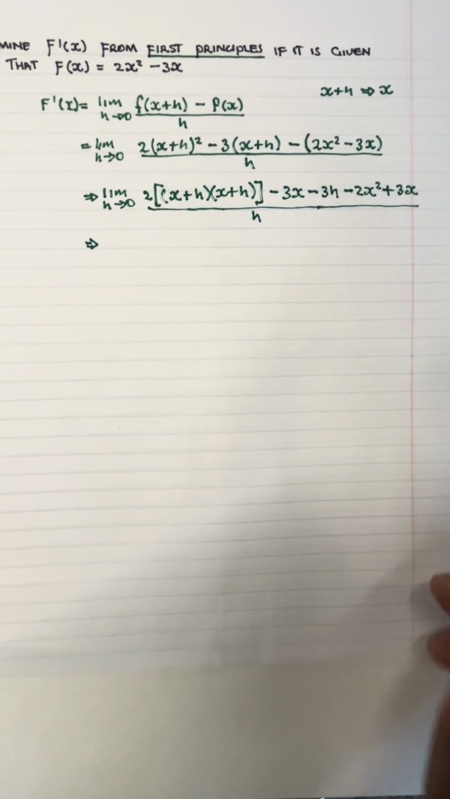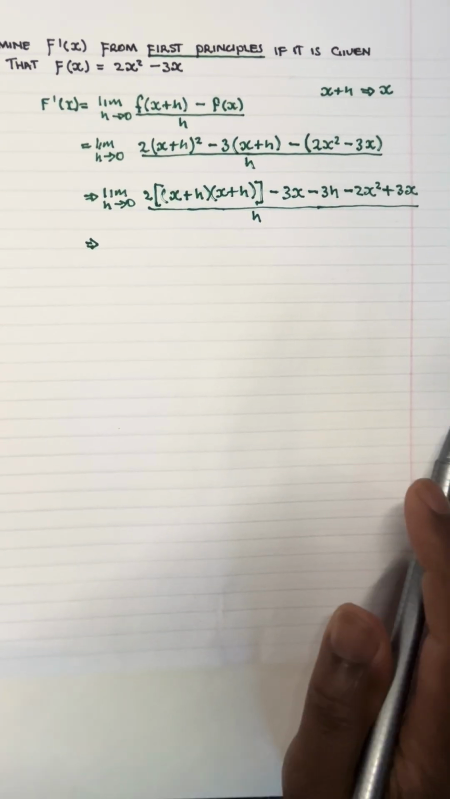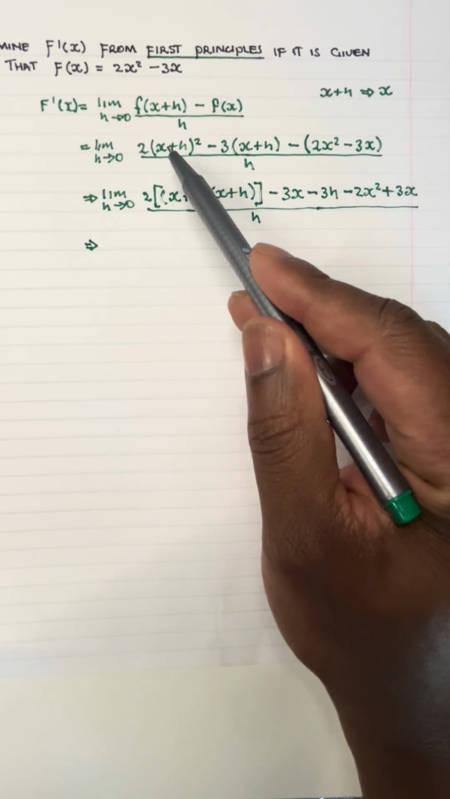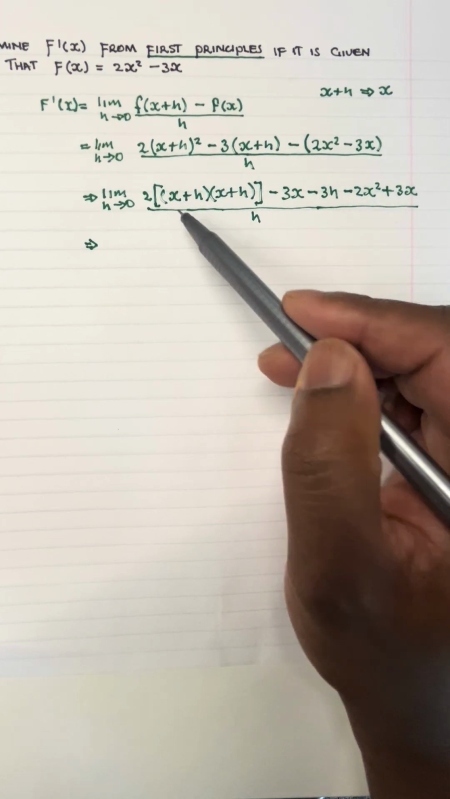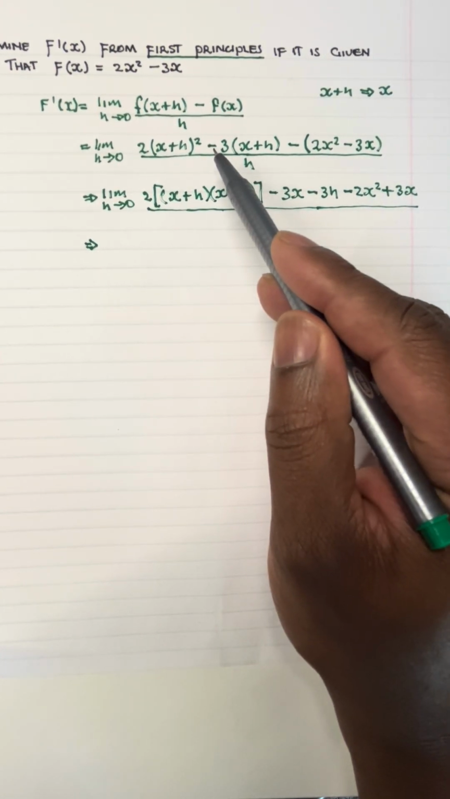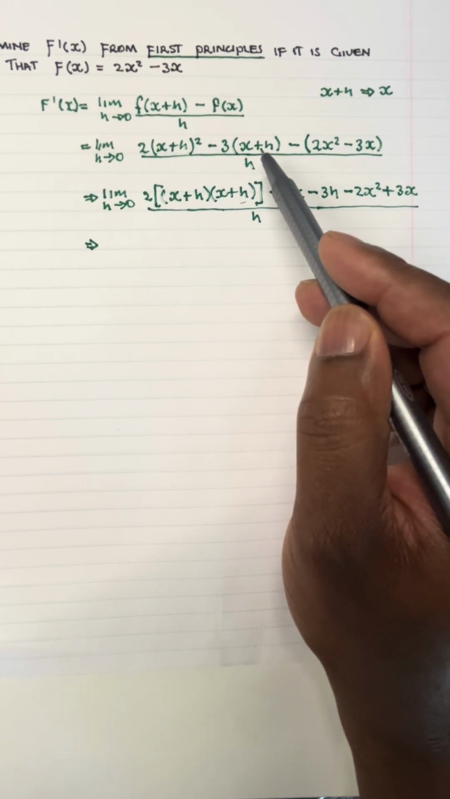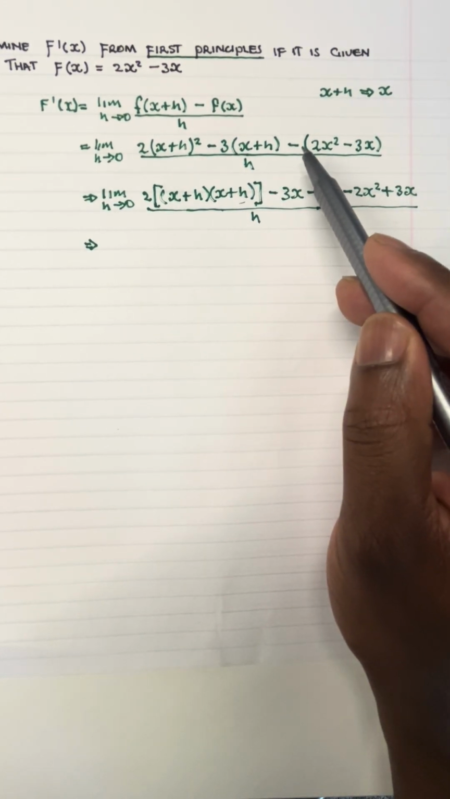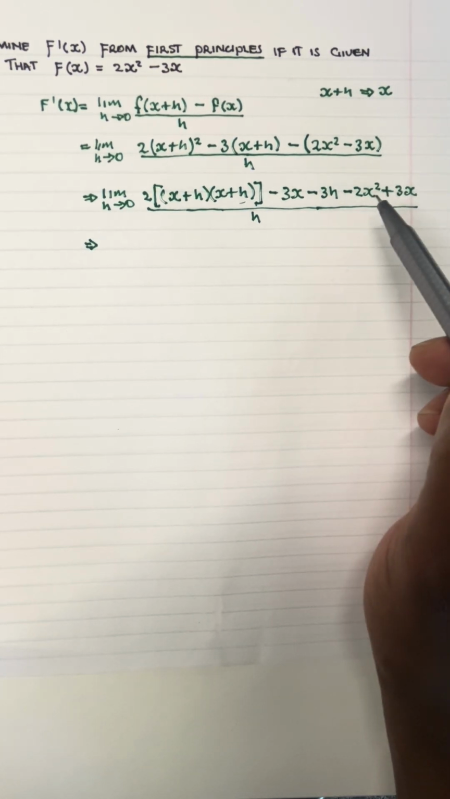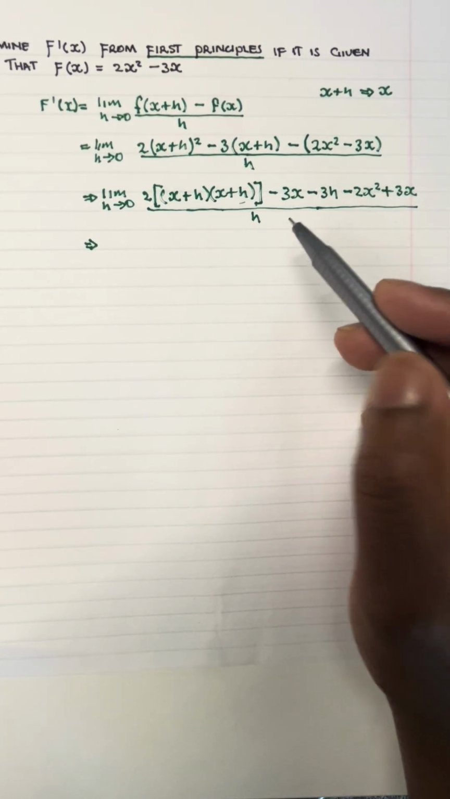Okay, that's good enough. All right, so over here what I was saying is that the square will make the x plus h into x plus h times x plus h. Then we took the negative 3 and multiplied everything here, and then we took the negative 1 and multiplied everything here. That is what we have over here. So all divided by h.